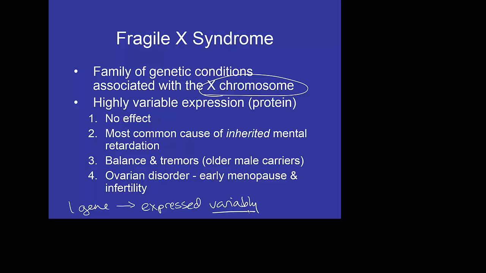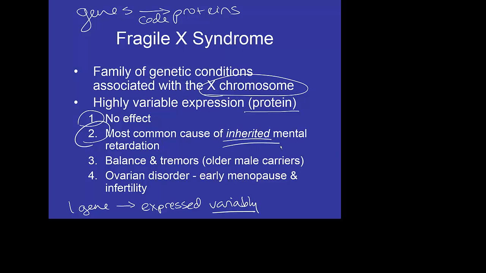For Fragile X, we can actually look at this protein expression. Remember, genes produce proteins for us eventually, or code for proteins. We can have absolutely no effect whatsoever. You would never even know you were carrying the disease. It can go all the way up through extreme mental retardation. It's actually one of the highest causes of inherited mental retardation that we see in medicine. It can also lead to balance and tremor disorders, infertility in women.